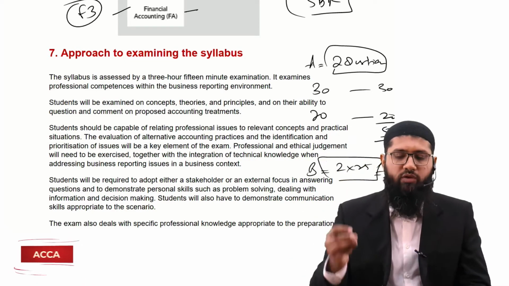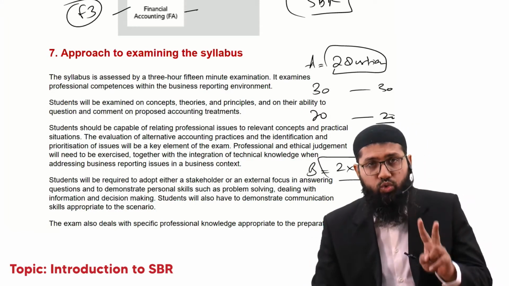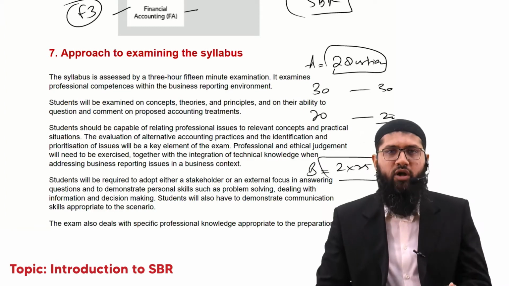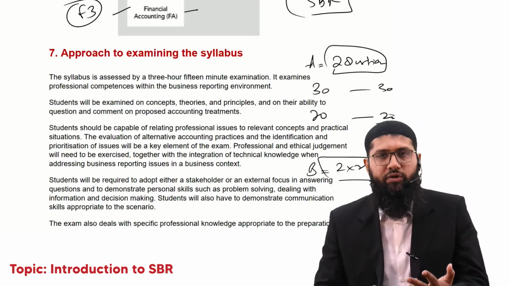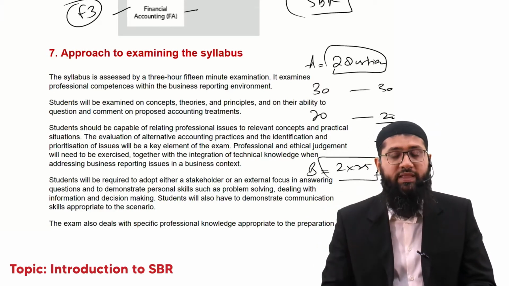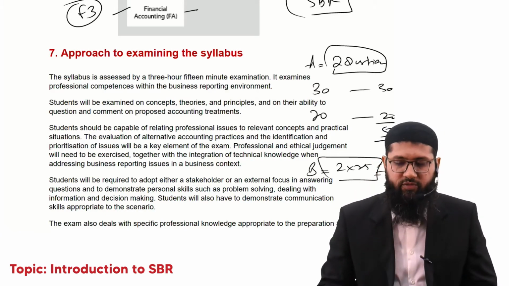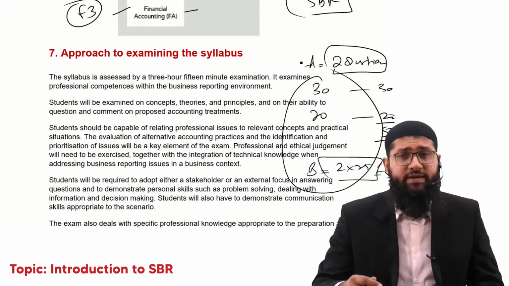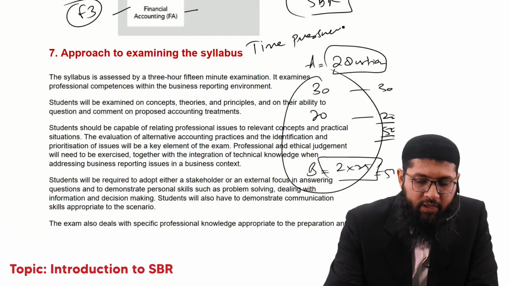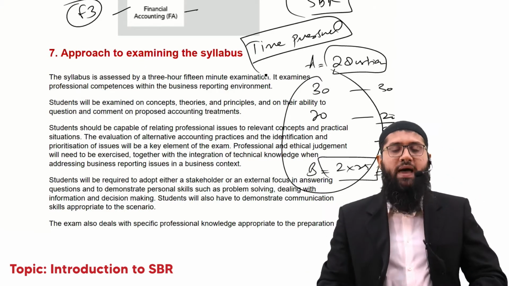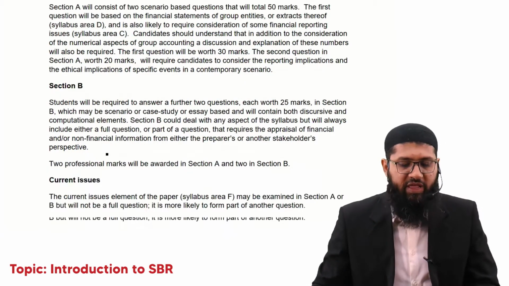You've got 50 marks in section A and 50 marks in section B. In section A you've got two questions, whereas for the majority of strategic professional exams, it's actually one question. But here it's two questions. So that means you would have to deal with four questions. So obviously time management is going to be an issue. It's going to be a time-pressured paper, so you would have to manage your time. That's an important thing.